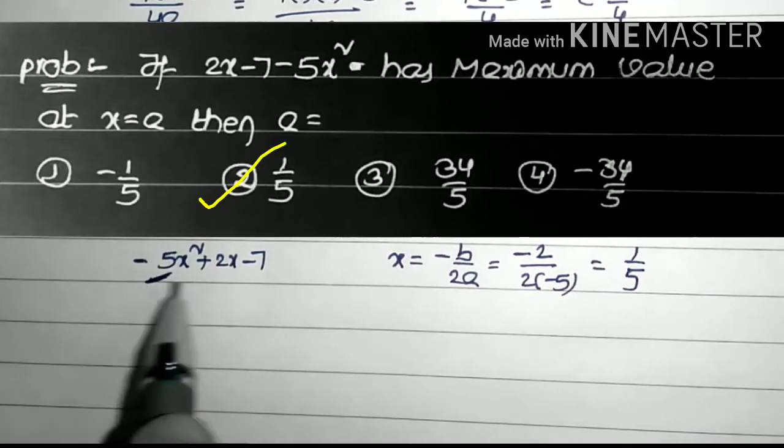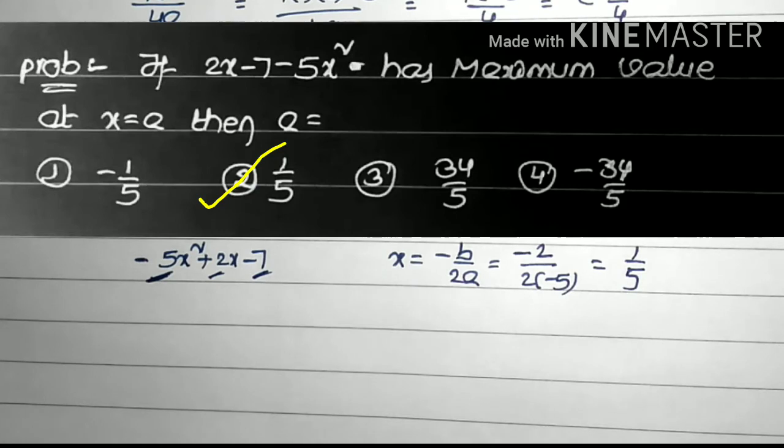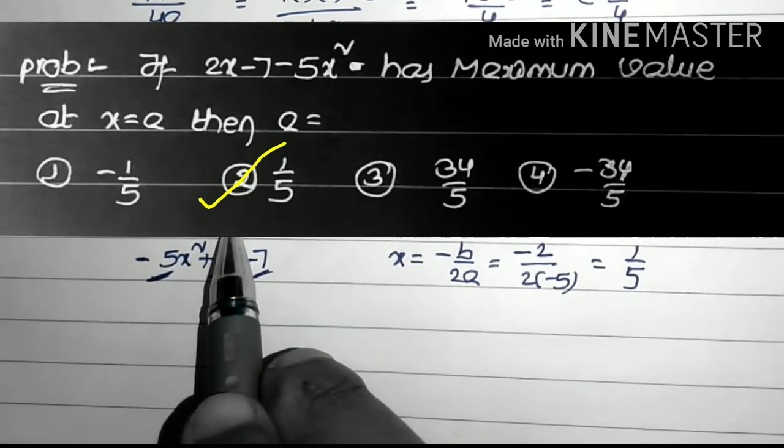Here a is equal to minus 5, b is equal to 2, c is equal to minus 7. Answer is equal to 1 by 5. That is the second option.